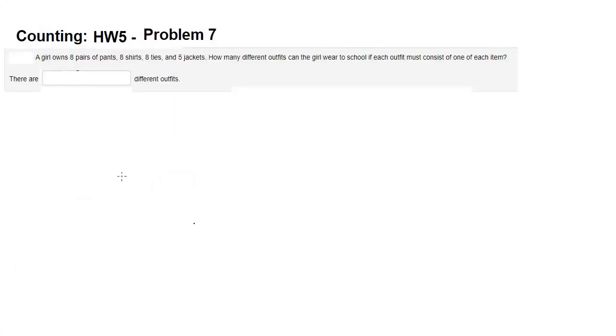Problem number 7. A girl owns 8 pairs of pants, 8 shirts, 8 ties and 5 jackets. How many different outfits can the girl wear to school if each outfit must consist of one of each item? This is again the multiplication rule, and we have to use one of each, and we have to multiply 8 times 8 times 8 times 5.